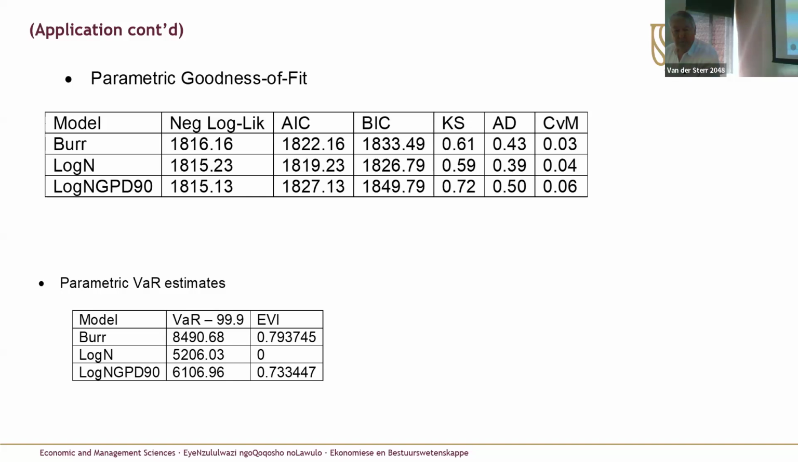The EVIs corresponding to those two are 0.79 and 0.73, not substantially different. The log normal, of course, has an EVI of 0. We know that beforehand.